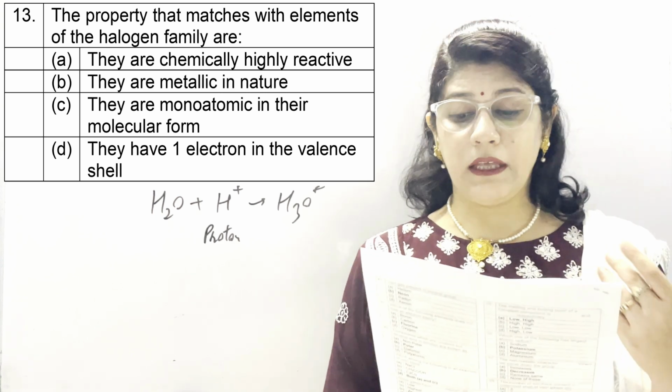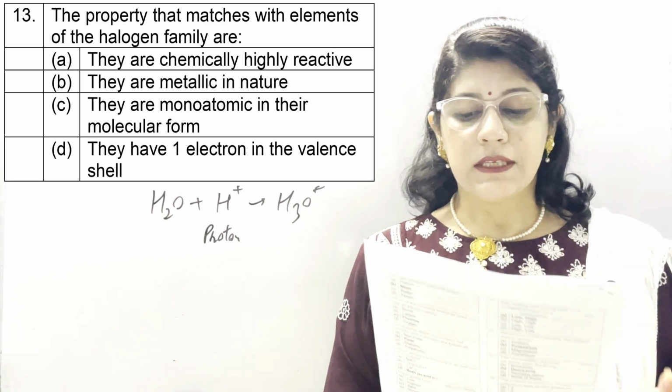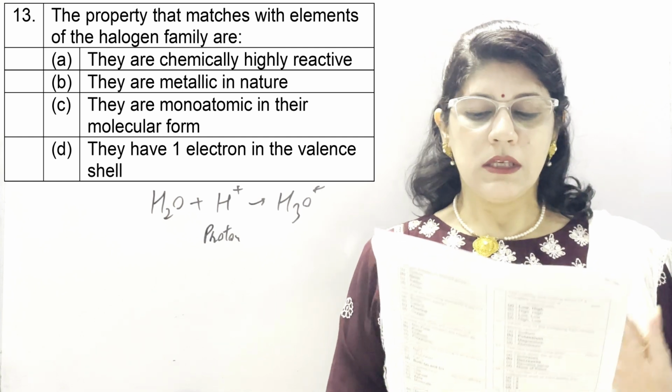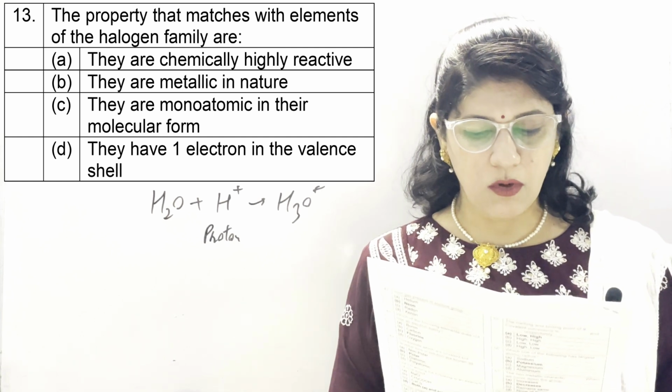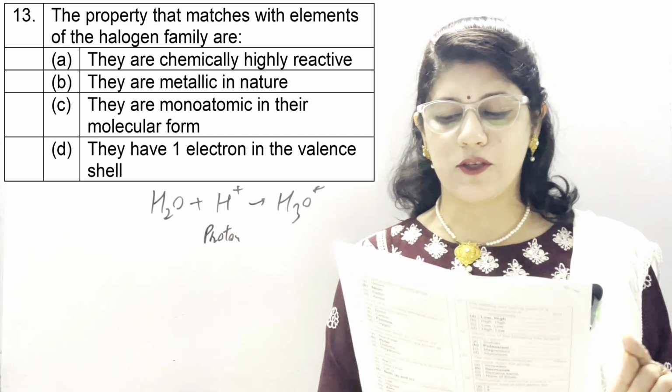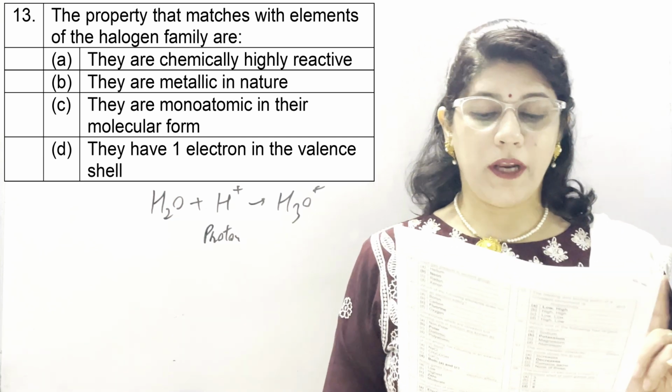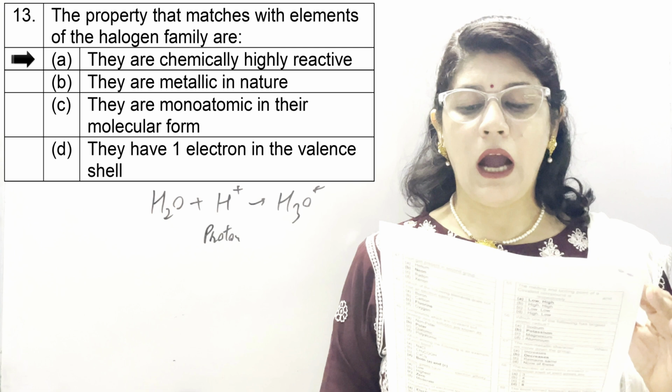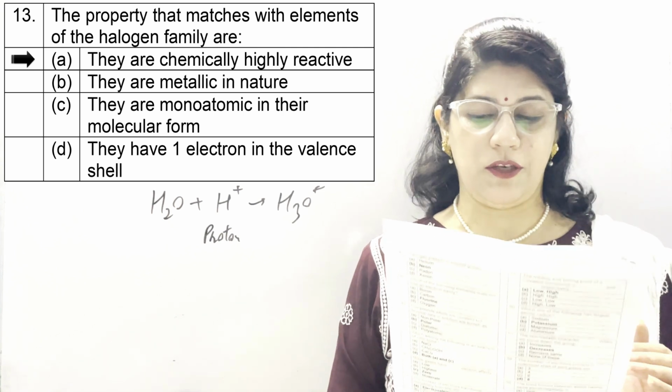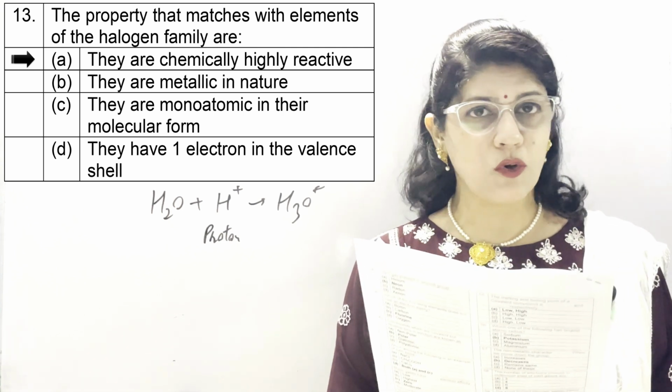Question number 13, the property that matches with elements of halogen family are. First option is they are chemically highly reactive. Second is they are metallic in nature. C, they are monoatomic in their molecular form. And D, they have one electron in the valence shell. So correct option is A, that they are highly chemically reactive because they need only one electron to complete their octet.